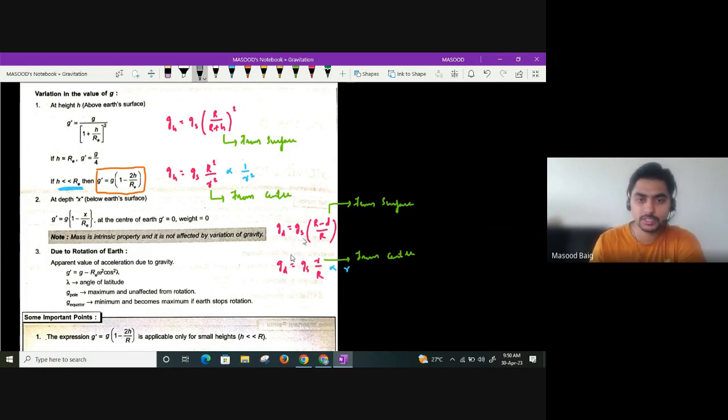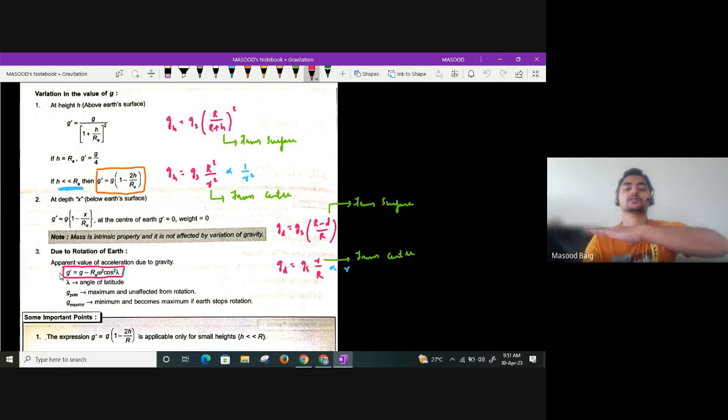Now, due to the rotation of earth also, there is some variation, and that variation due to rotation of earth will be given as g minus R omega square cos square lambda, where lambda happens to be the latitude angle. You might have studied about Tropic of Cancer, Tropic of Capricorn in your schools. Tropic of Cancer is passing through 23.5 degrees latitude angle, we say. Latitude angle at equator will be 0. At poles, latitude angle will be 90 degrees.